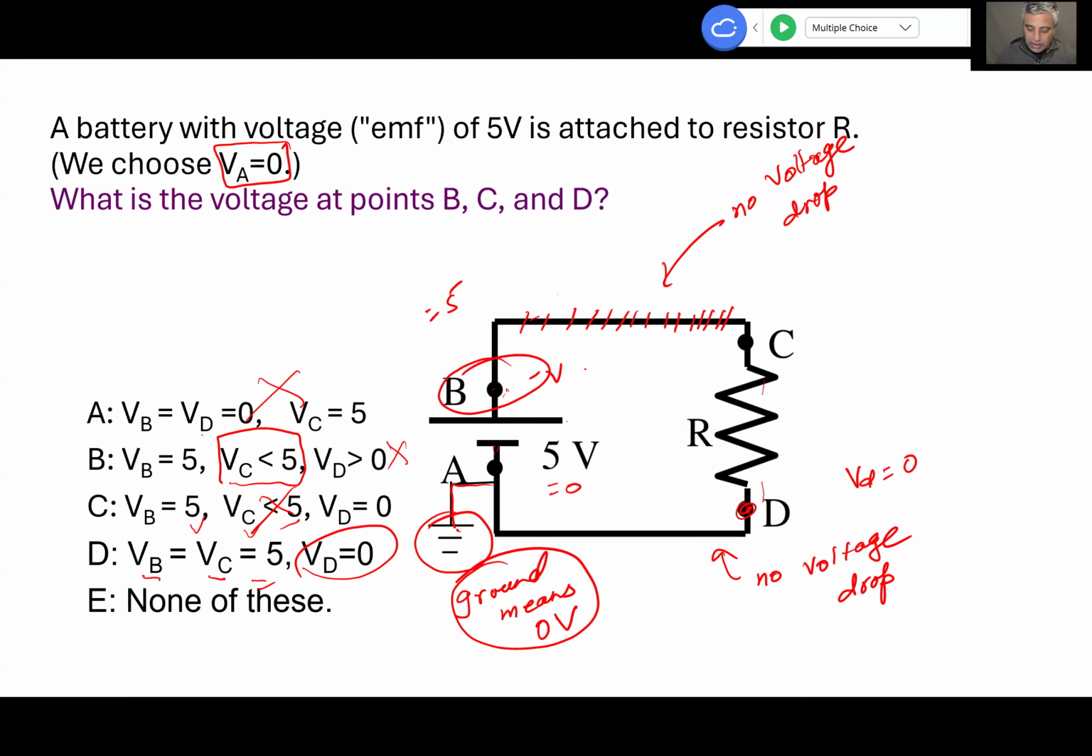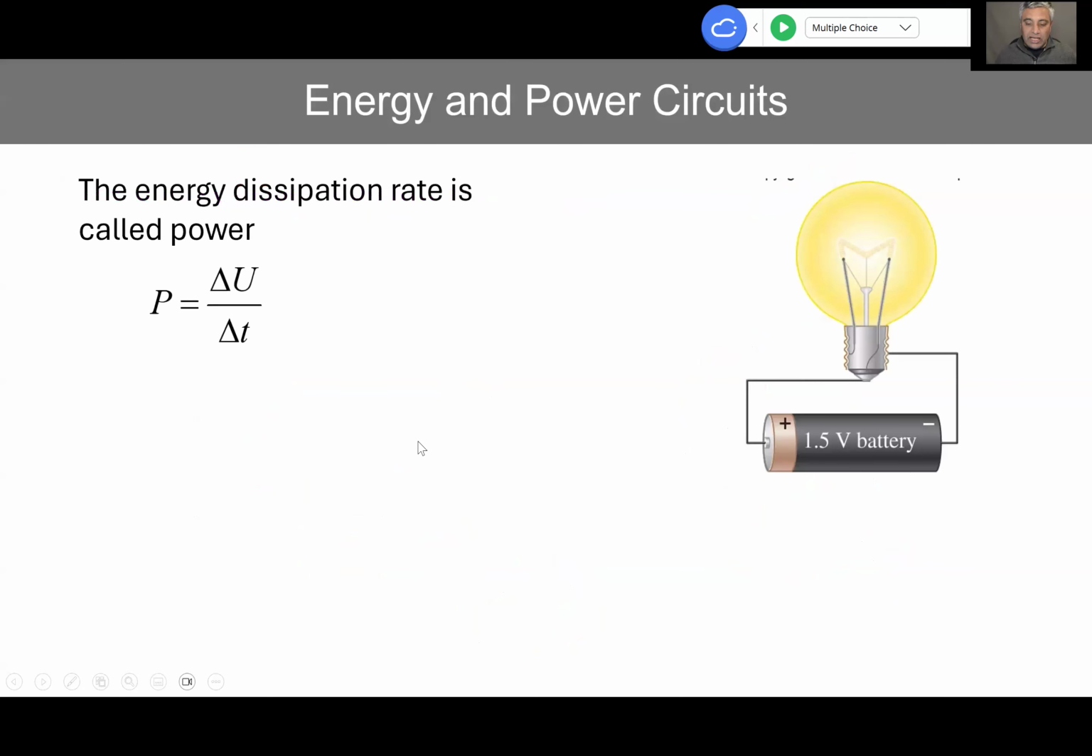On one side of the circuit, as long as we have just connecting wire, potential does not change, but there is a drastic change in potential in a battery and a drastic change in potential in a resistor, okay? In a resistor, it decreases. In the battery, it increases because it's the source. Battery is a source. So energy is being dissipated.